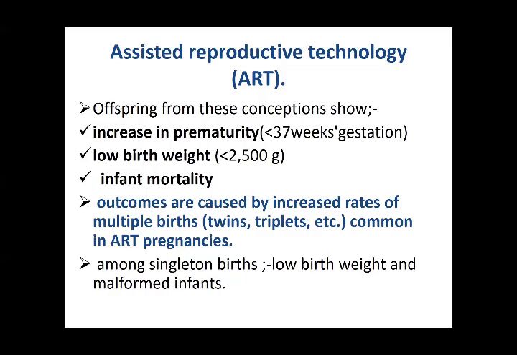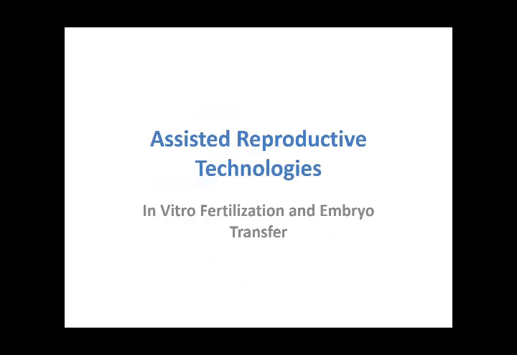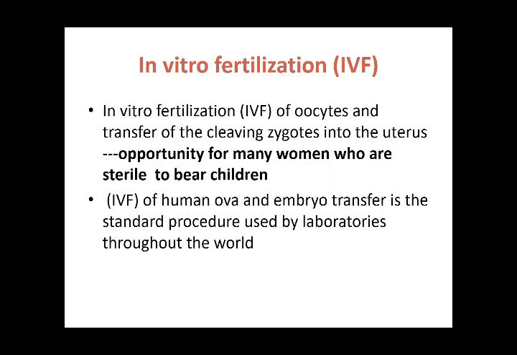Among the singleton births, low birth weight and malformed infants can be there. So it's something which is artificially done. Many problems are there. Assisted reproductive technologies. What is that? In vitro fertilization and embryo transfer. In vitro fertilization is of the oocytes and transfer of cleaving zygotes. Opportunity for many to bear a child.